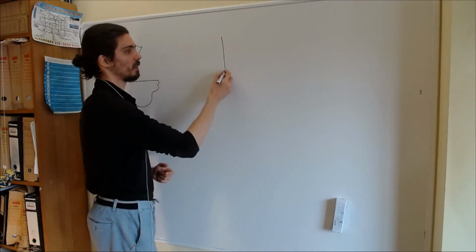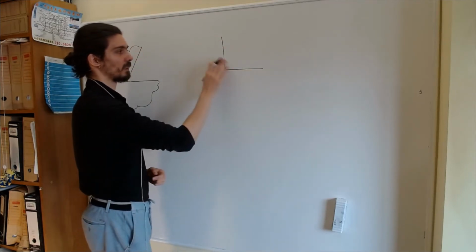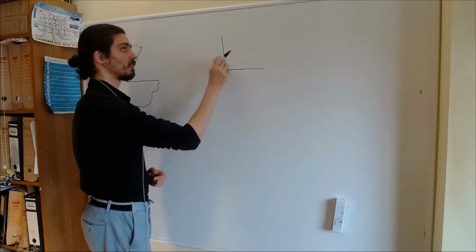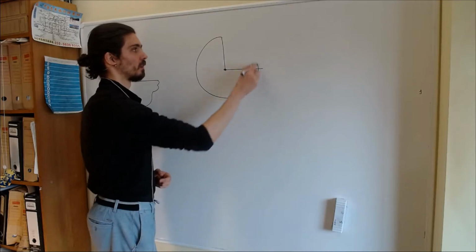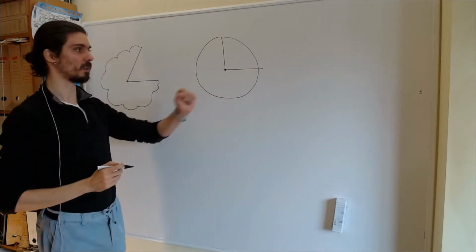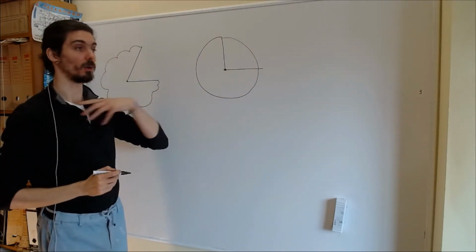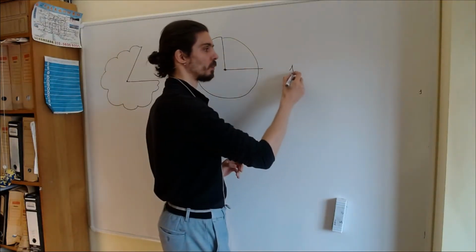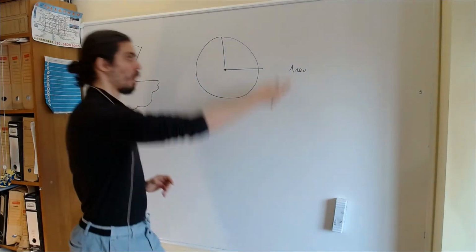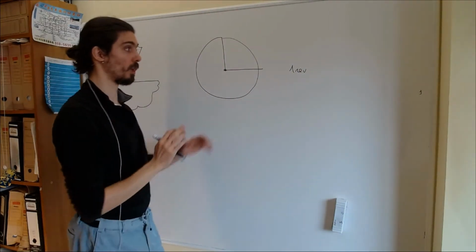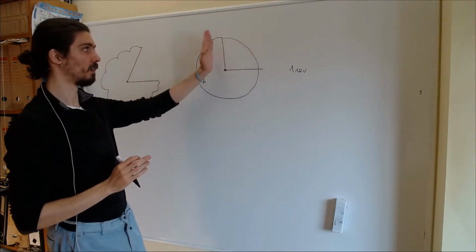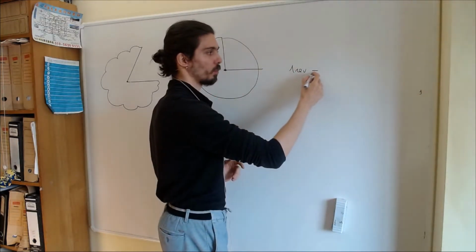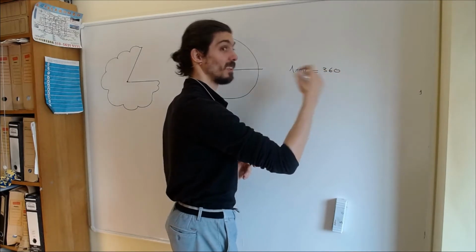So let's draw here our angle, two line segments intersecting at one point. Let's draw a circle centered at this point. We are going to make assumptions now. One entire circle means one complete revolution. Or, you can divide the circle into 360 slices. So, one complete revolution corresponds to 360 degrees.